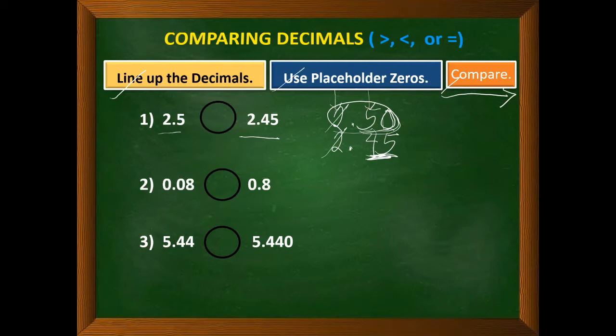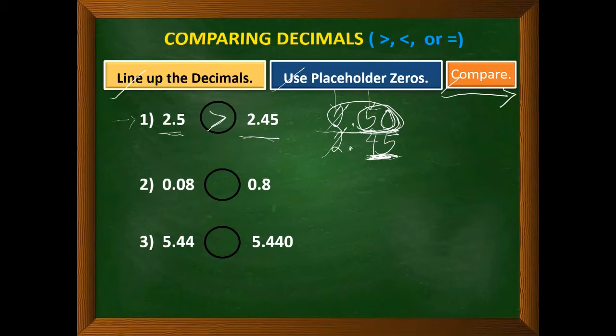Now, we can compare easily 50/100 and 45/100. So which is higher, 50/100 or 45/100? Of course, it's the 50/100. Therefore, 2 and 50/100 is greater than 2 and 45/100. So let's put the correct comparison symbol. So we know that this one is greater. Okay, and then let's read from left to right. So this is read as 2 and 5/10 is greater than 2 and 45/100.